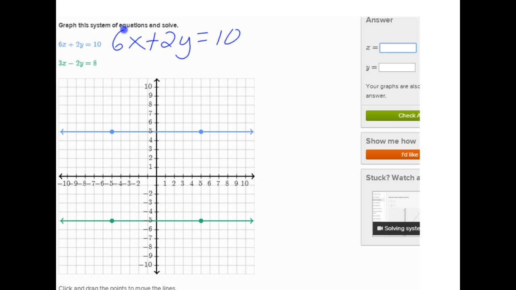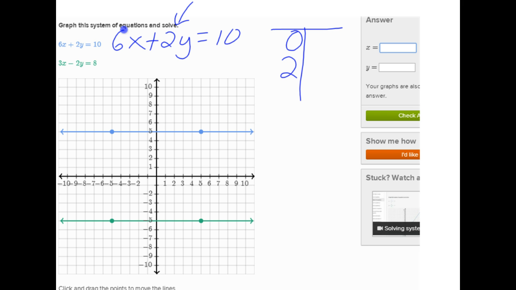Okay, when you're doing a t-table, 0 is always a number that you want to use. The other number that you want to use, if it's written in this form, which is called standard form, is the number in front of y. If there isn't a number in front of y, that's 1. If there's a number in front of y, that is usually the next best choice. So in this problem for my t-table, I'm going to use 0, 2.